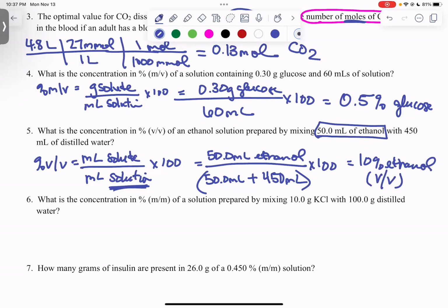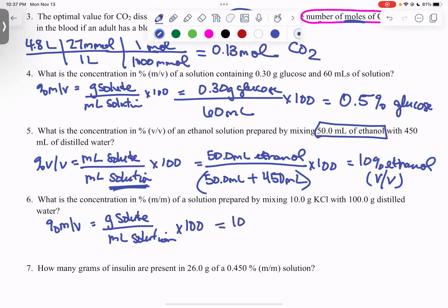Okay, what is the concentration in mass by mass of a solution prepared by mixing 10 grams KCl with 100 grams of distilled water? So I'm going to write my formula. Percent mass by volume is going to be grams solute over milliliters solution times 100. So I'm going to go ahead and plug in what I know. I know I have 10.0 grams KCl, and I know that's the solute. And that's supposed to be mass by mass. Mass by mass.